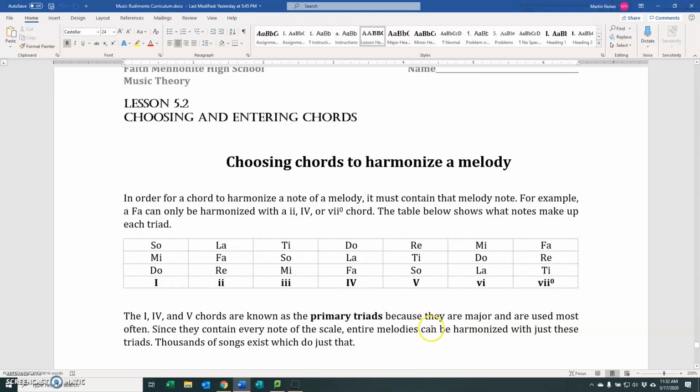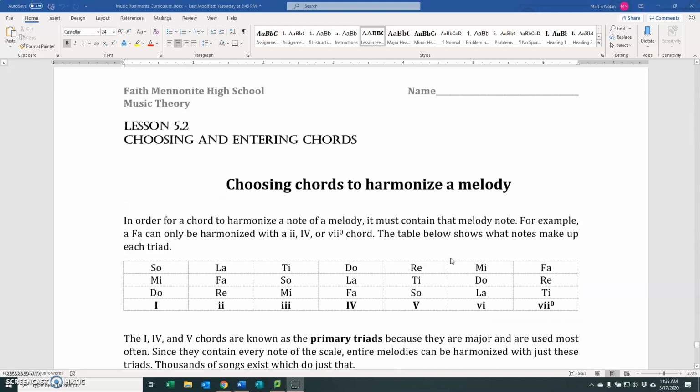What I mean is, if a melody note is a do, you can harmonize that with the 1 chord or the 4 chord. Re is found in the 5 chord, mi is found in the 1 chord, fa is found in the 4 chord, so is found in the 5 chord and the 1 chord, la is in the 4 chord, and ti is in the 5 chord. So any note of the scale can be found in those 3 chords.